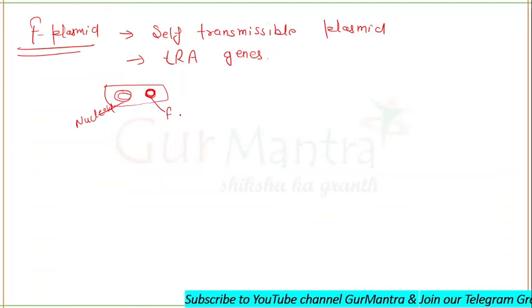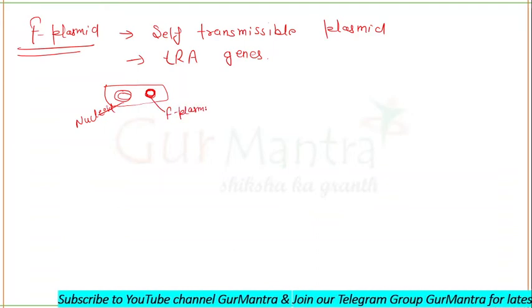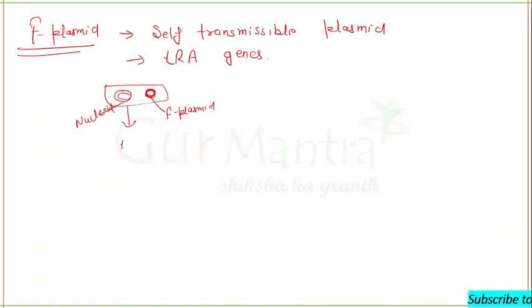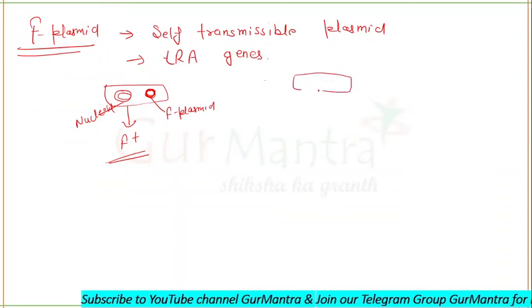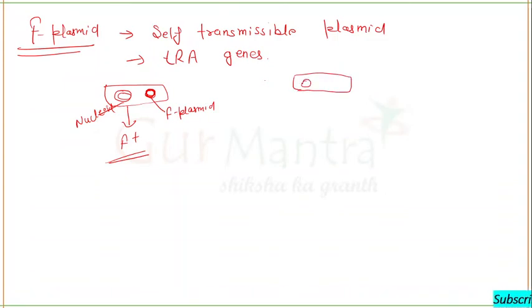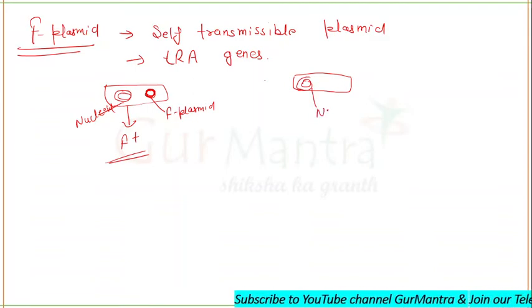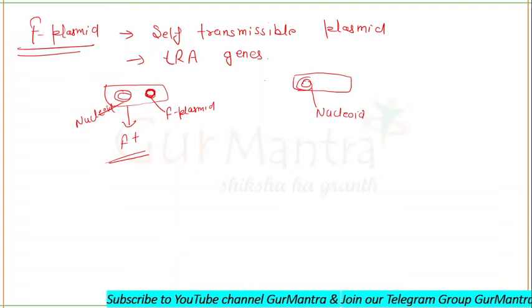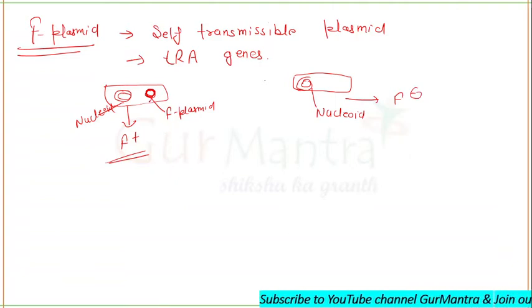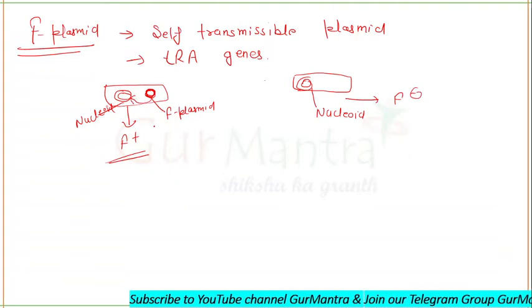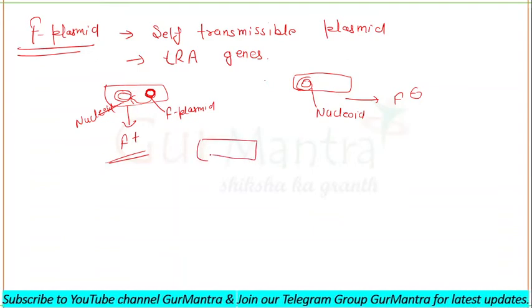Okay, so this is the nucleoid. This is your F plasmid, and this is your F positive plasmid. This cell is known as F positive. If here is another cell which is not having any F plasmid, only the nucleoid, this is known as your F negative.